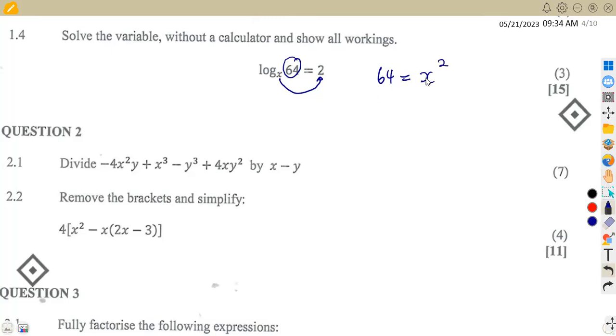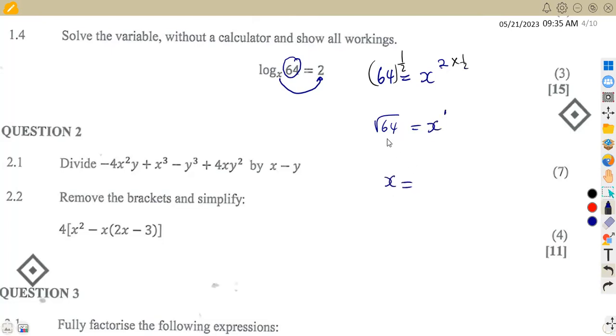So from this part, how can we solve for x? As we can see, having a square here, to remove a square, we can simply introduce a square root, or we can raise to the exponent of a half, which is the inverse of a 2 here. So the inverse of a 2, that's a half. We raise this to the exponent of a half, which simply means the square root of 64. So here we are going to have the square root of 64, which is equal to x. 2 times a half, that's x to the exponent of 1.